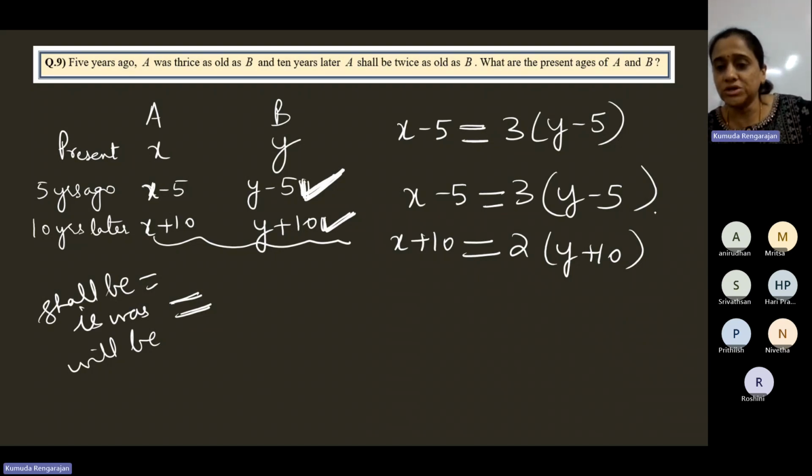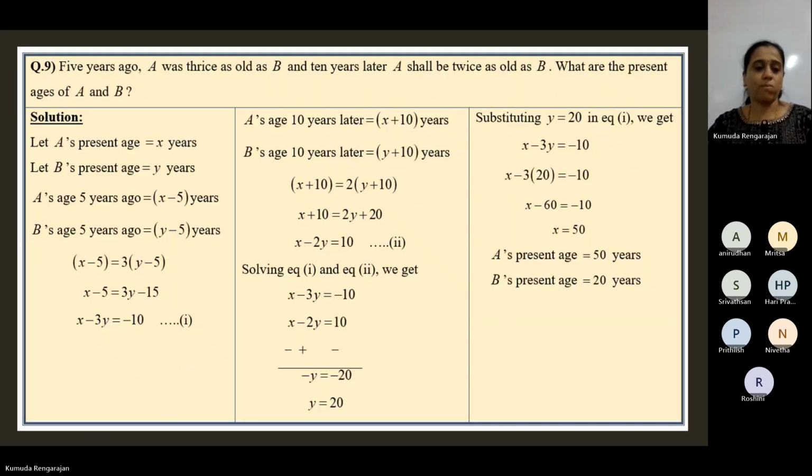So these are the two equations. You'll have to solve these two equations to find the values of A and B.